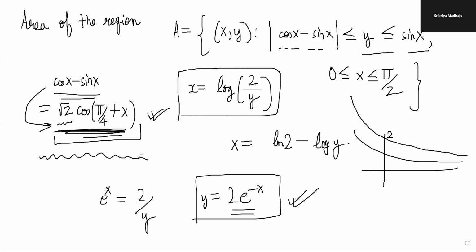You have to. I mean, why didn't you take e power x and all? If you take it as ln x is equal to log of 2 by y. No, that won't work. It'll be e power x is 2 by y. When you saw this, what was your idea? How would you plot it? E power x is 2 by y. Oh, so that was my idea.